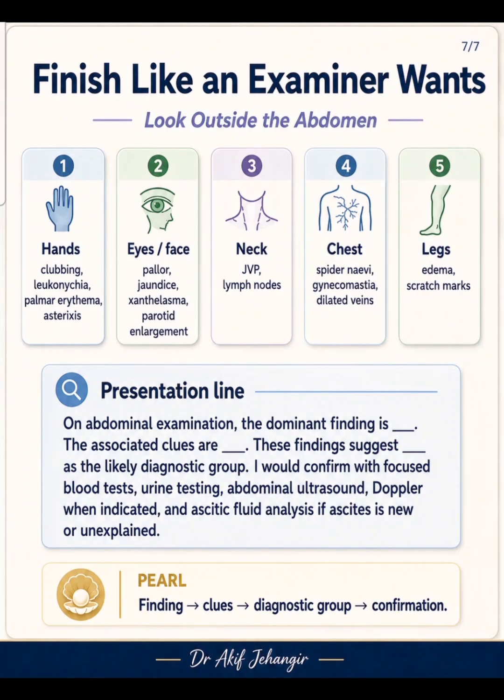Finally, never finish the abdominal examination at the abdomen. Look at the hands for clubbing, leukonychia, palmar erythema, and asterixis. Look at the eyes and face for pallor, jaundice, xanthelasma, and parotid enlargement. Check the neck for jugular venous pressure and lymph nodes. Look at the chest for spider naevi, gynecomastia, and dilated veins, and the legs for edema and scratch marks. A strong presentation follows one order: finding, clues, diagnostic group, and confirmation.